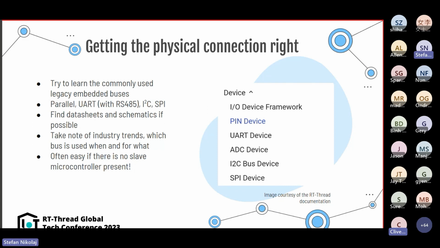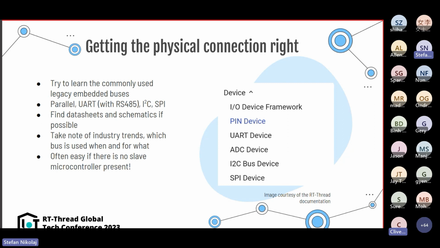So when dealing with older PLCs, they very, very often use RS-485. And this can be really easily managed if you use an RS-485 transceiver IC combined with a UART subsystem. And moreover, the pin device framework allows for independent control of a parallel bus from the host microcontroller.